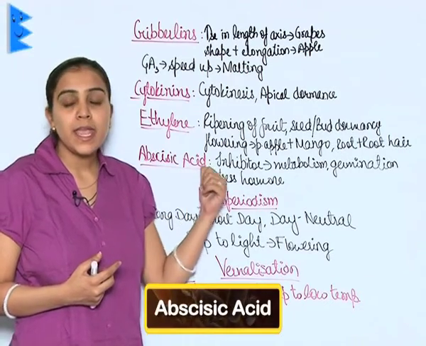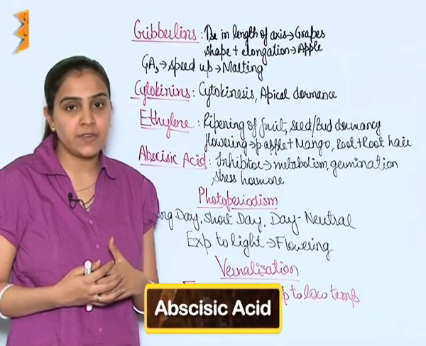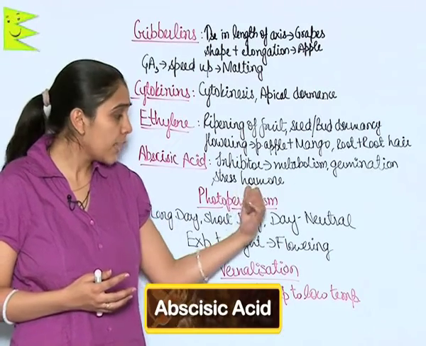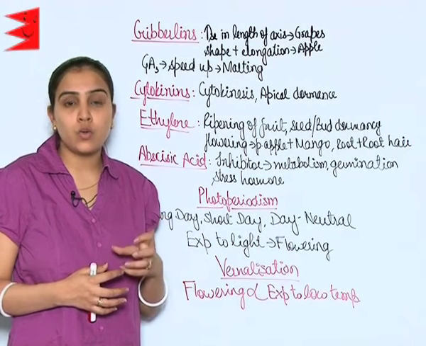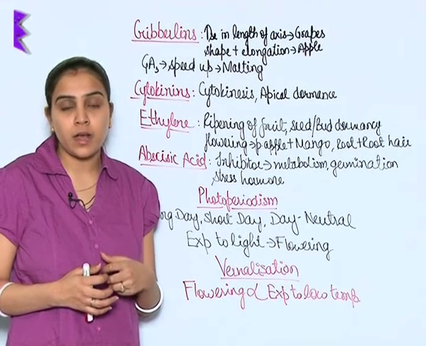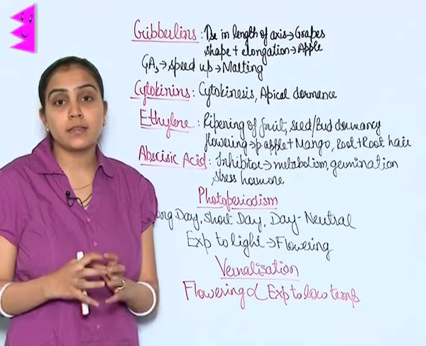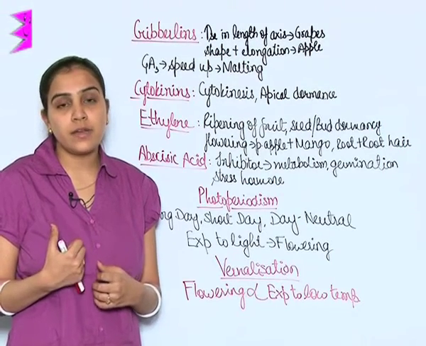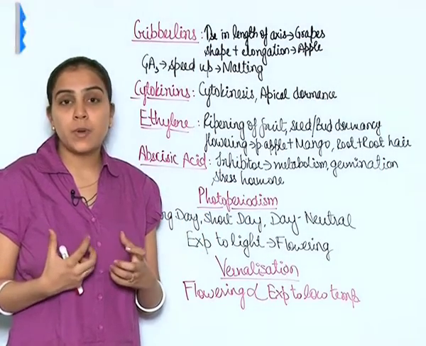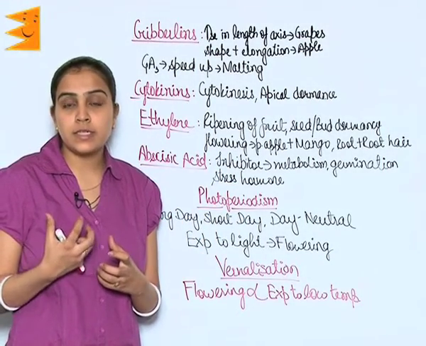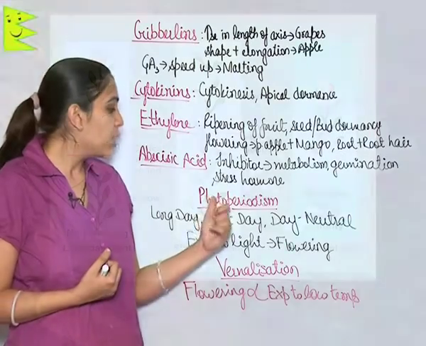Abscisic acid. It is a plant growth inhibitor. It inhibits plant growth as well as its metabolism. It is also known as stress hormone because it controls the opening of stomata so that the plant is able to withstand the stressed external environmental condition. It is also responsible for seed germination and plant growth and development.